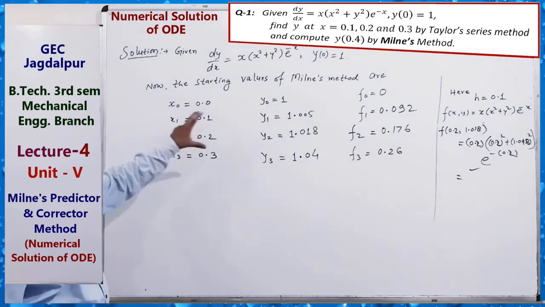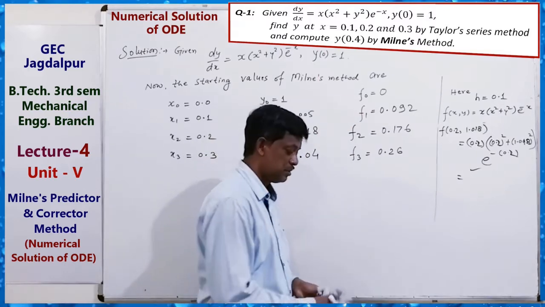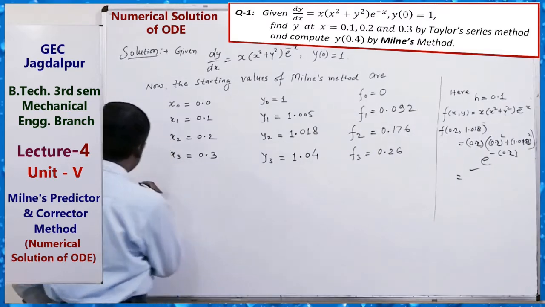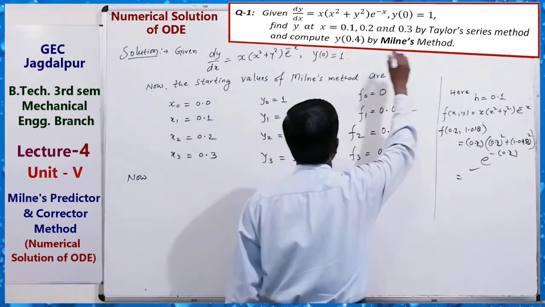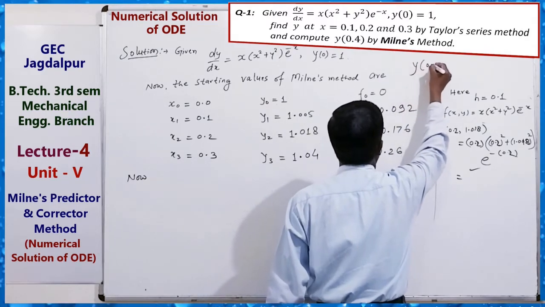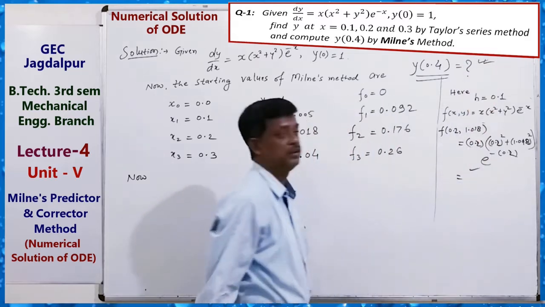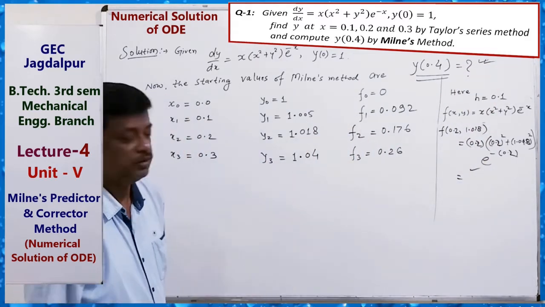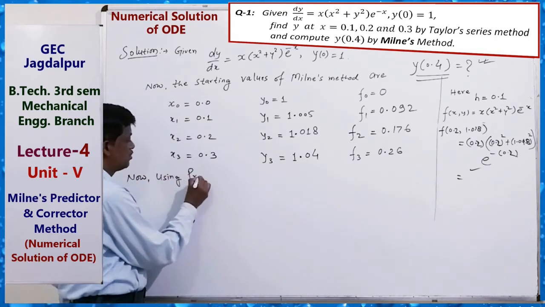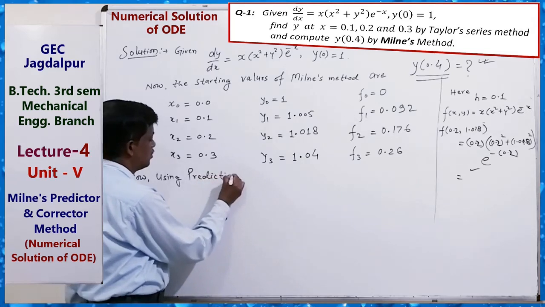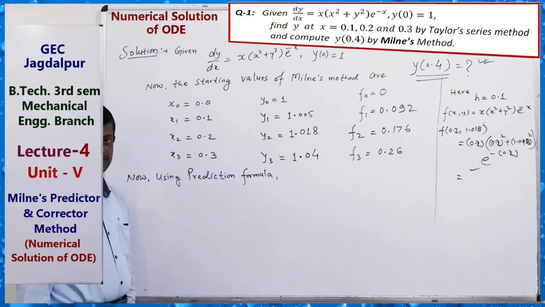First of all, we have to find these values by Taylor series, and now find F0, F1, F2, F3. Now using the predictor formula, we have to find the value y4. In this question, we have to find the value of y at 0.4. This is our main requirement. Now using the prediction formula.